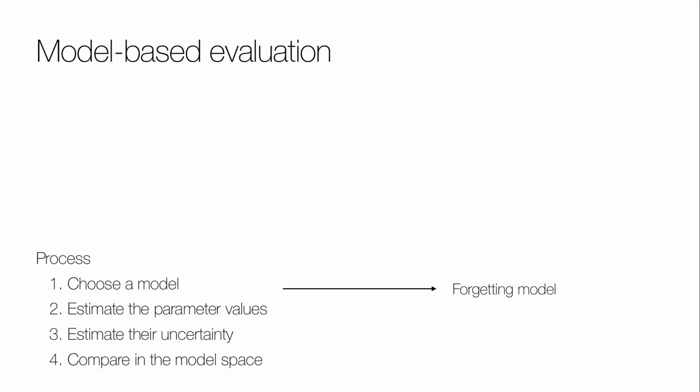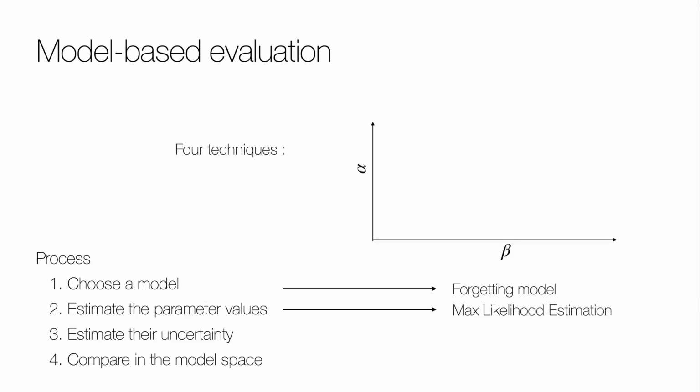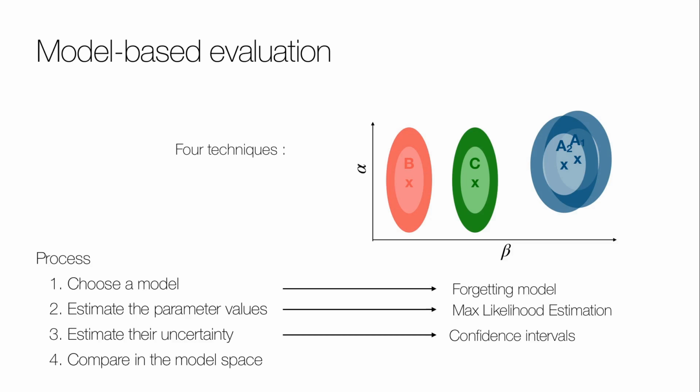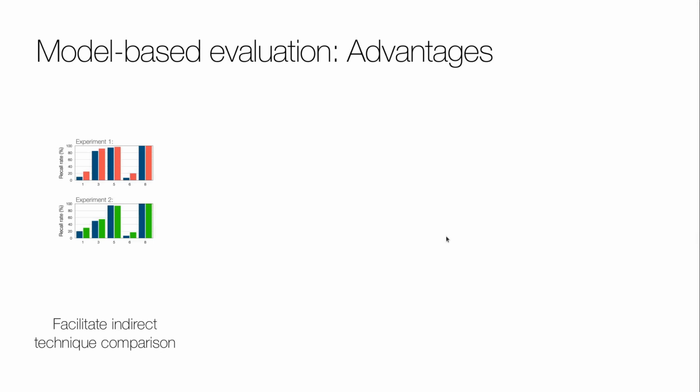Once the model is selected, we estimate the parameter values from observed recalls using maximum likelihood estimation. This allows placing the various recall-based interaction techniques in the parameter space independently of the schedule used to evaluate them. Because we are able to estimate their uncertainty, we are also able to actually compare these recall-based interaction techniques. Here, we see that both A's overlap and are not significantly different, while B and C are different from each other. So, one of the advantages of model-based evaluation is that it facilitates indirect comparisons between interaction techniques evaluated by different schedules.